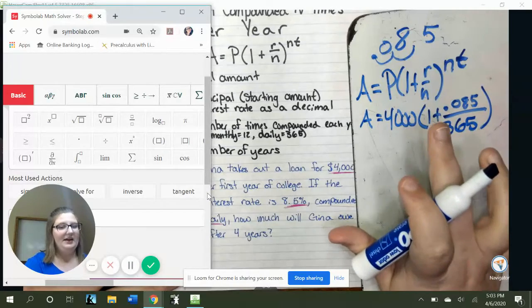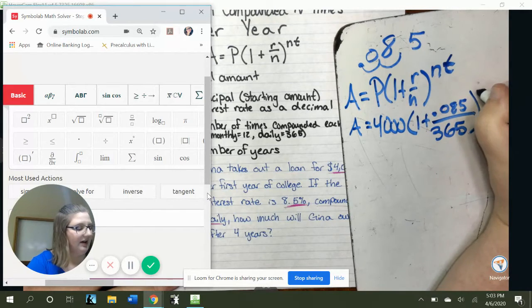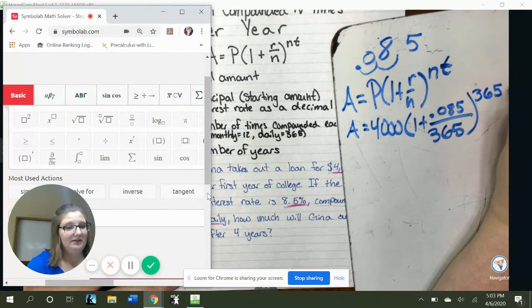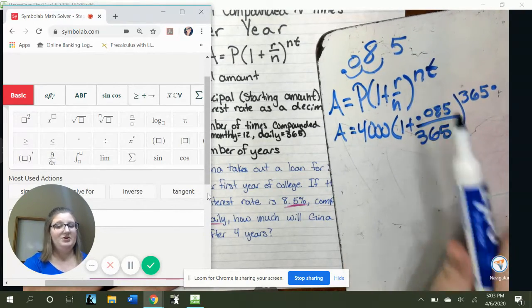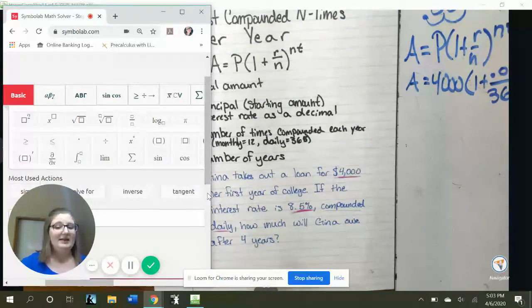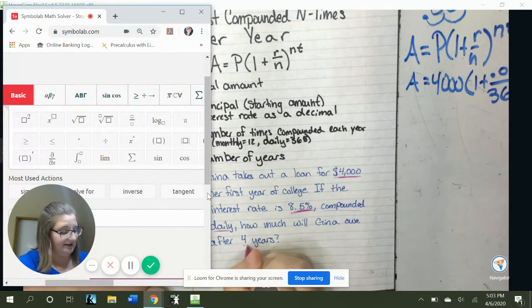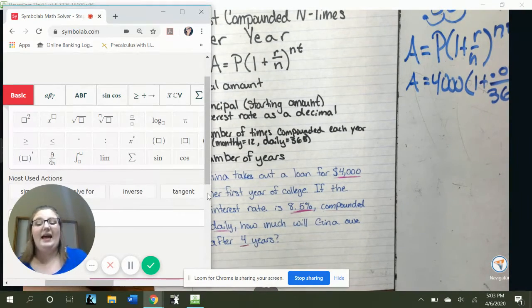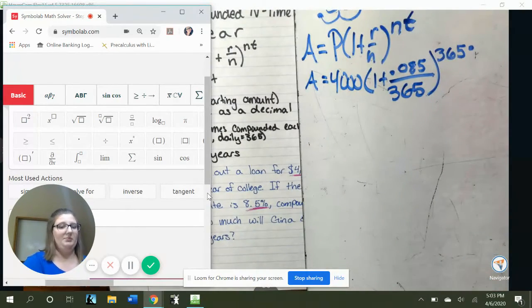Then to the power of N times T. So we use the same number for N, 365, times, now the last thing we have to find is T, which is the number of years. Coming down and finding our last value we need from our problem, it says how much will Gina owe after 4 years? So that's the last number that we need right here. She's going to have that loan out for 4 years, so that's how long that interest is going to be applied. So 4 is what we're going to plug in to our problem for T. So we're going to plug in a 4 right here.